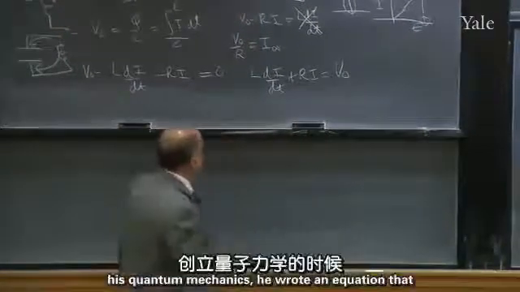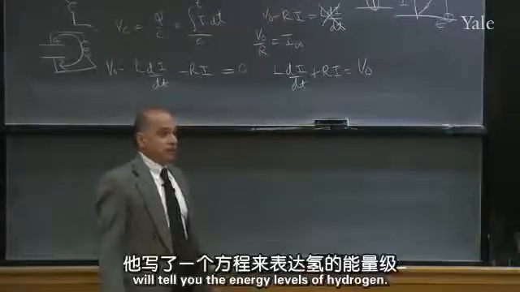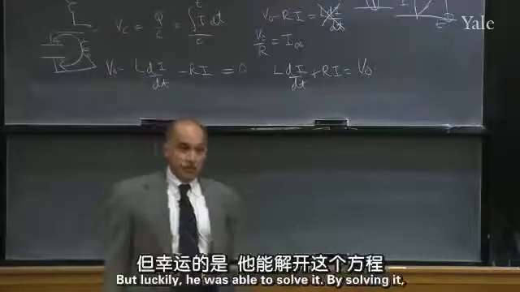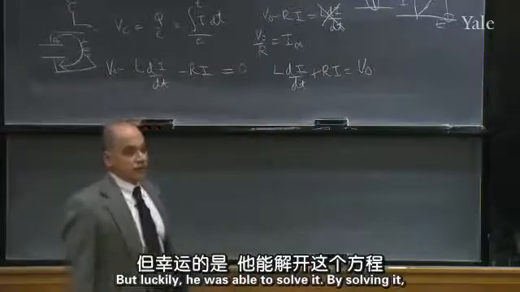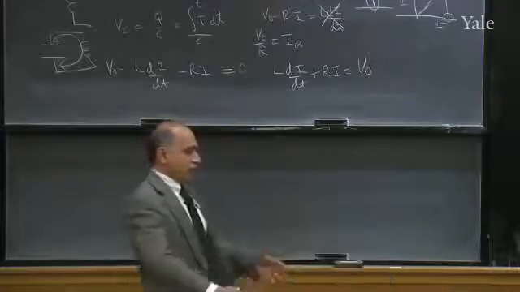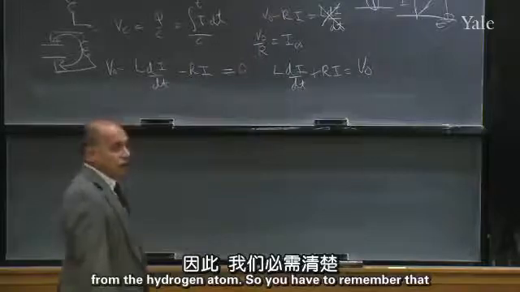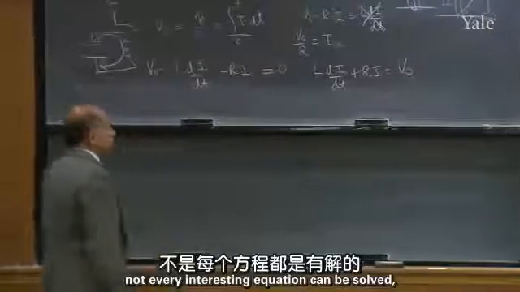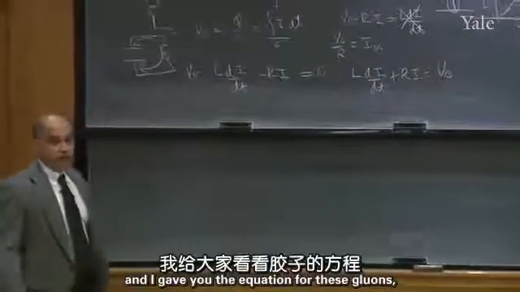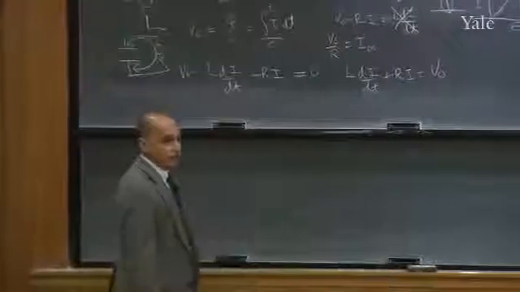Similarly, when Mr. Schrödinger invented his quantum mechanics, he wrote an equation that will tell you the energy levels of hydrogen. But luckily, he was able to solve it. By solving it, he was able to show that his equation gives the energy levels in the spectra you expect from the hydrogen atom. So you have to remember that not every interesting equation can be solved. And I gave you the equation for these gluons, which we can write down but cannot solve.